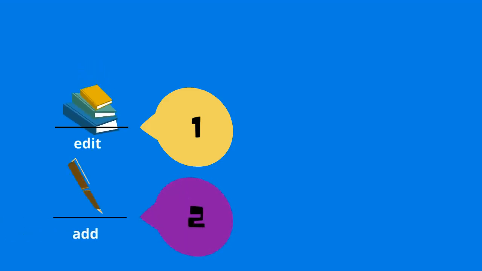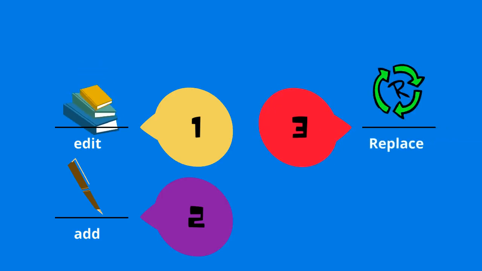Well, now it's time to edit all the unclear sentences or the mistakes that you made. Then you can add some adjectives to make it look clearer, or replace the weak adjectives with strong ones. For example, instead of saying big, you can say enormous.